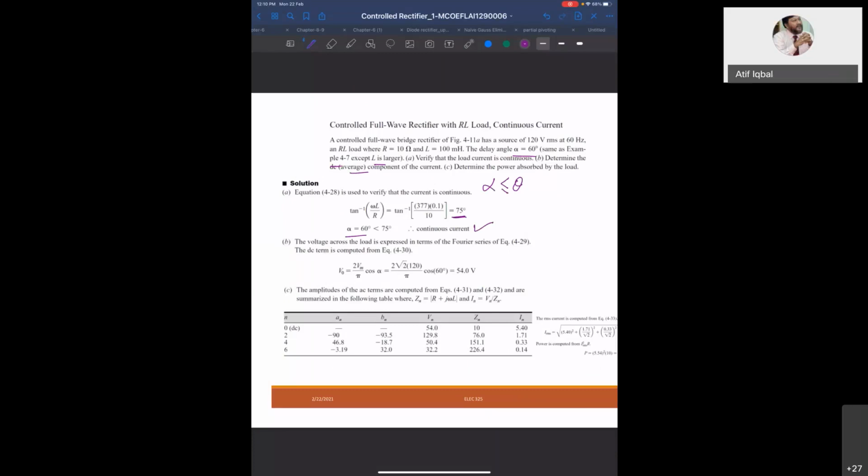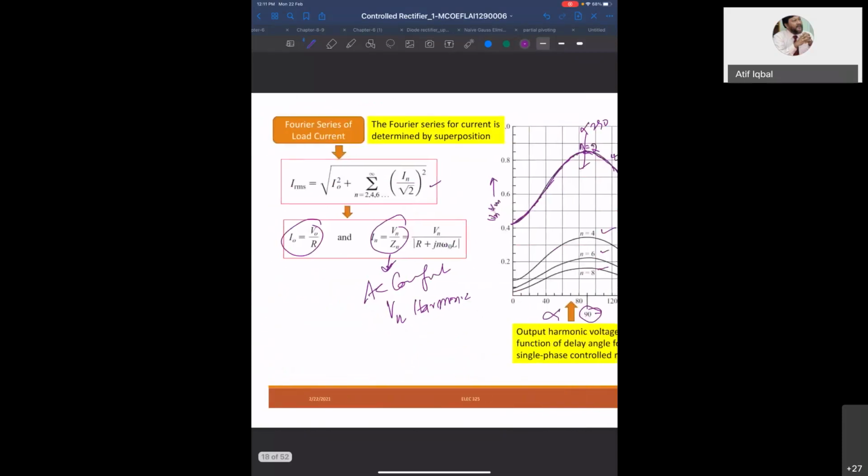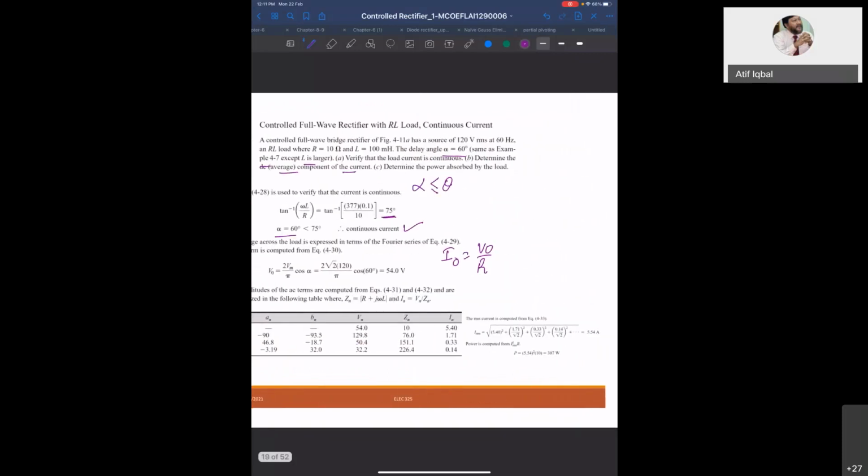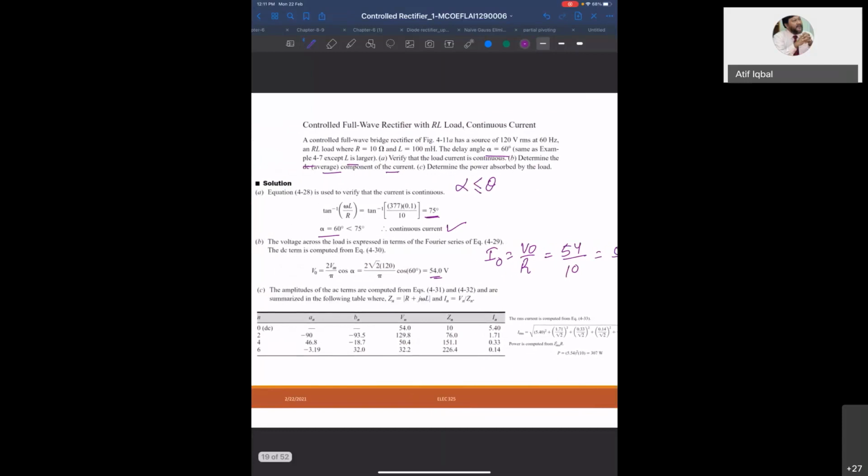And then you have to find the average component of the current and power. So the average current is the average voltage over the resistance, V naught by R. So this is 54 divided by 10, which is 5.4. This is your average current. And then determine the power absorbed.